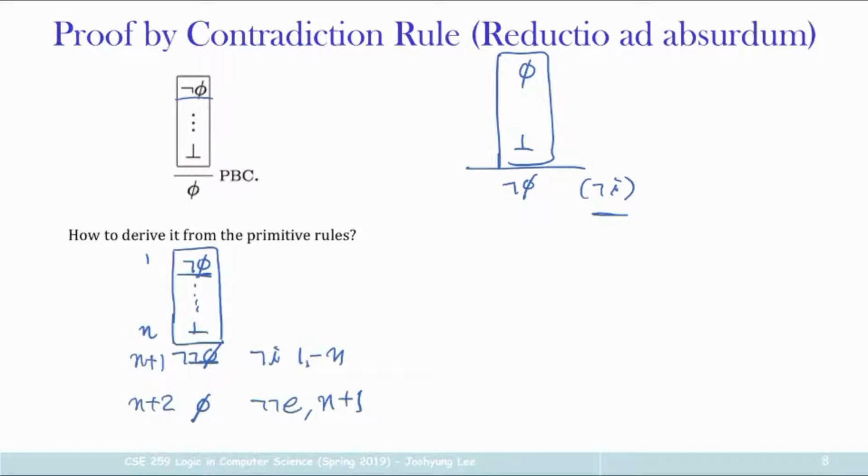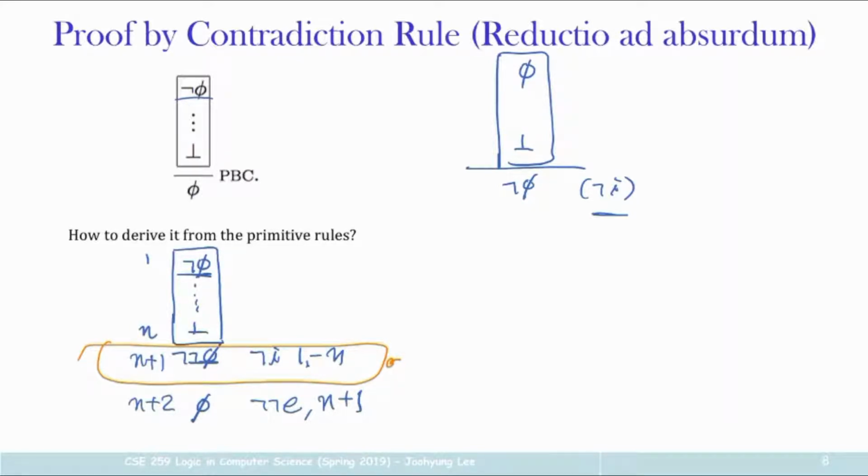So the only step that is missing is this. But if you want to go from here to here, you can always insert these primitive rules. So let's just make it a macro, pretending that this is already skipped. So we can go from lines 1 to n directly to n plus 2. That's what the PBC rule is allowing us to do. And this is called proof by contradiction.